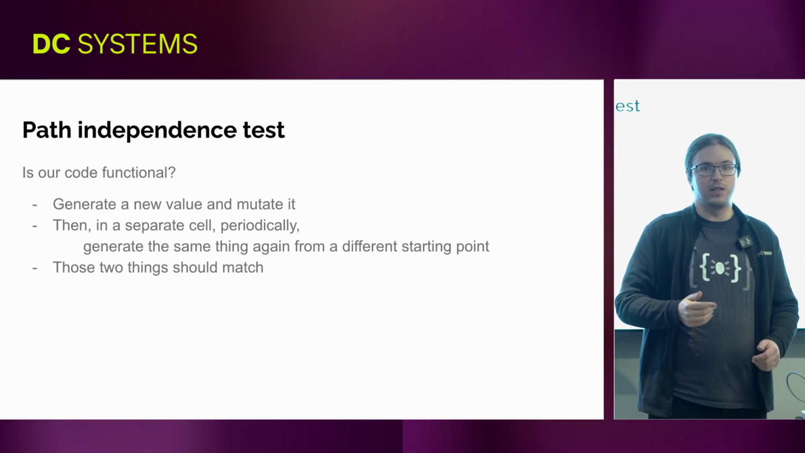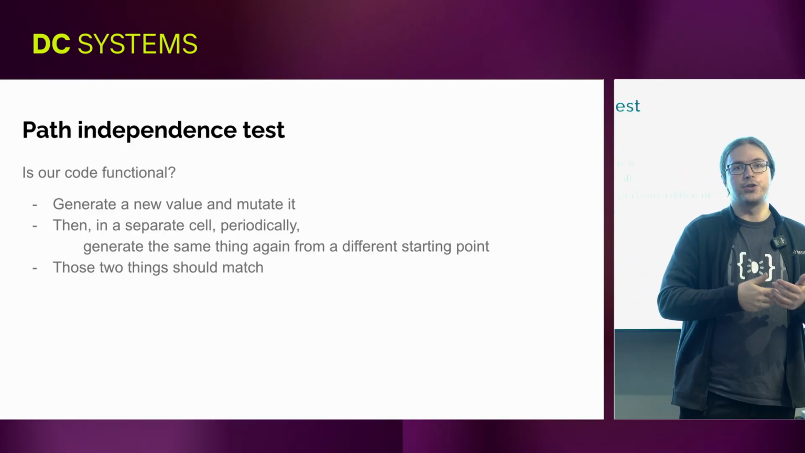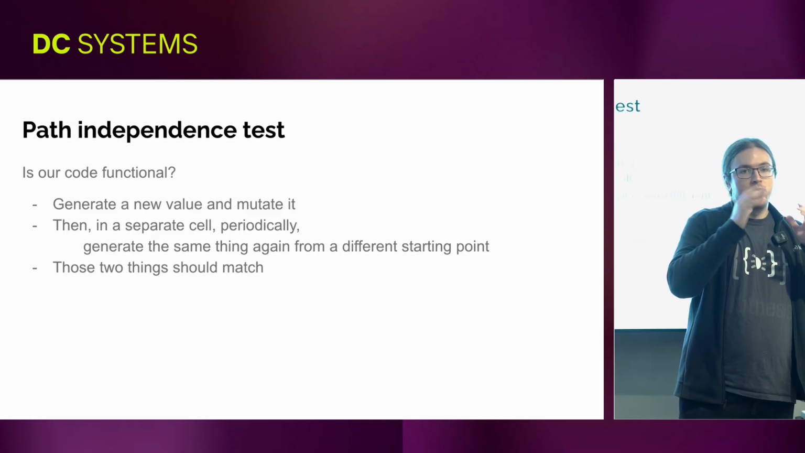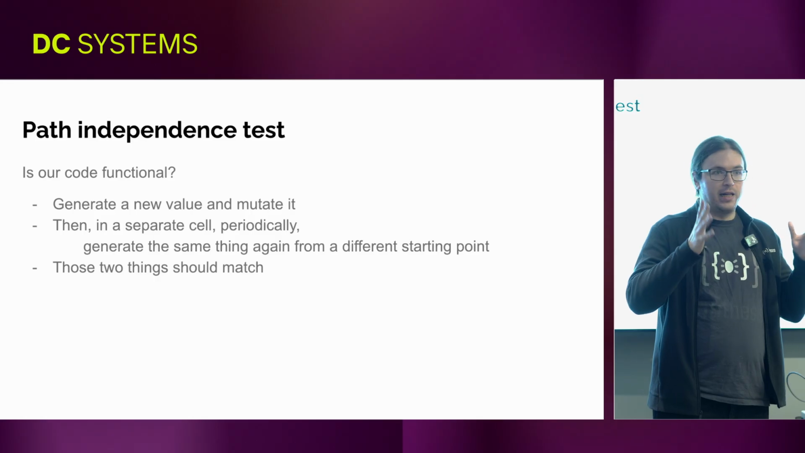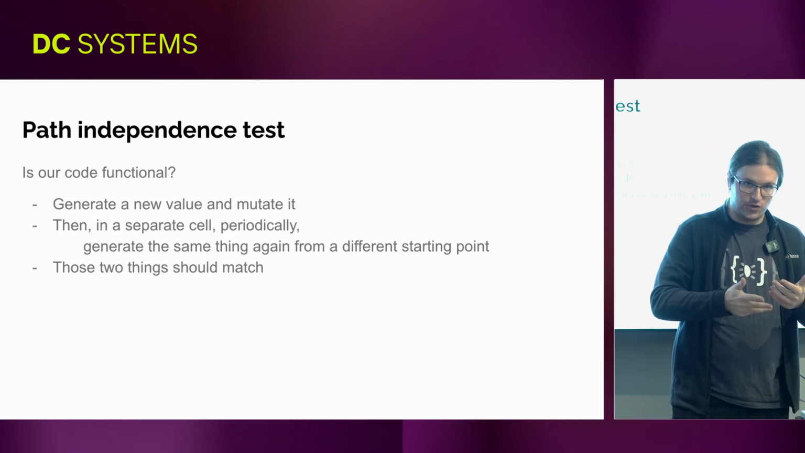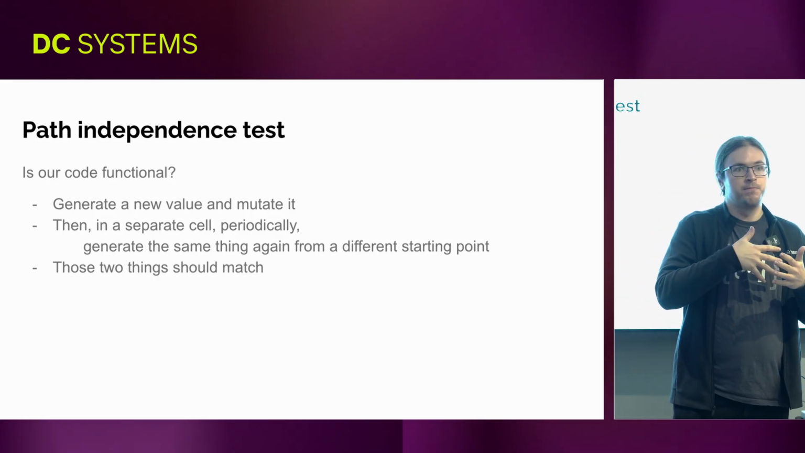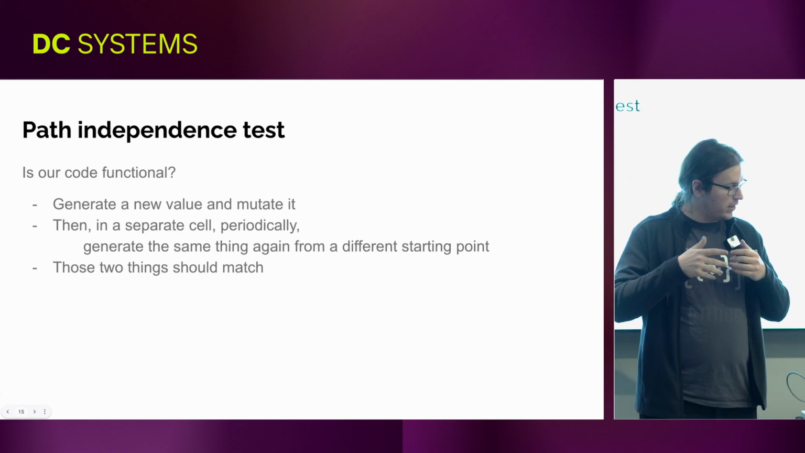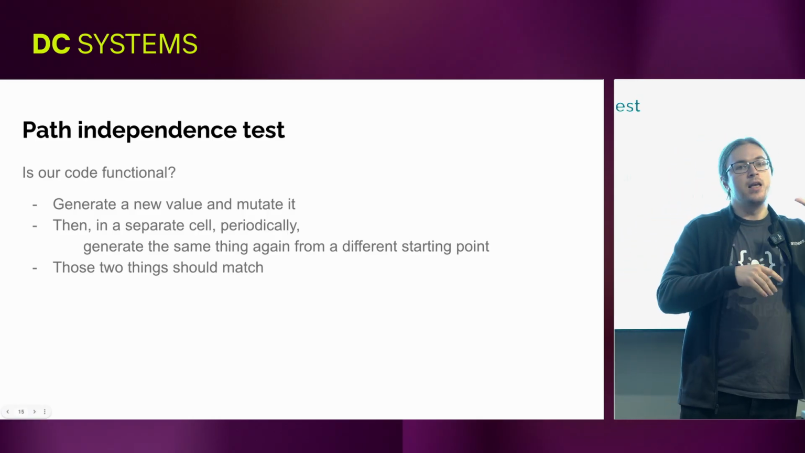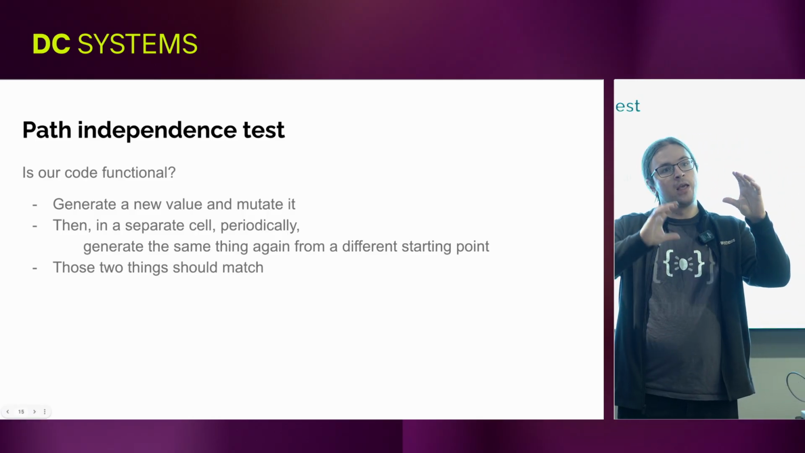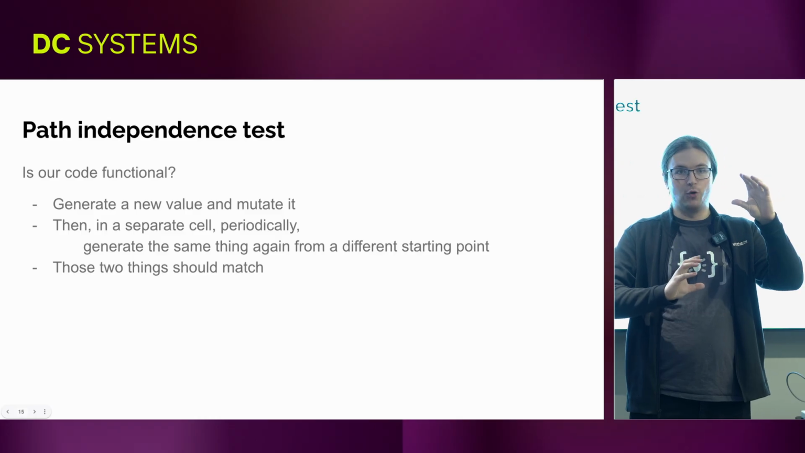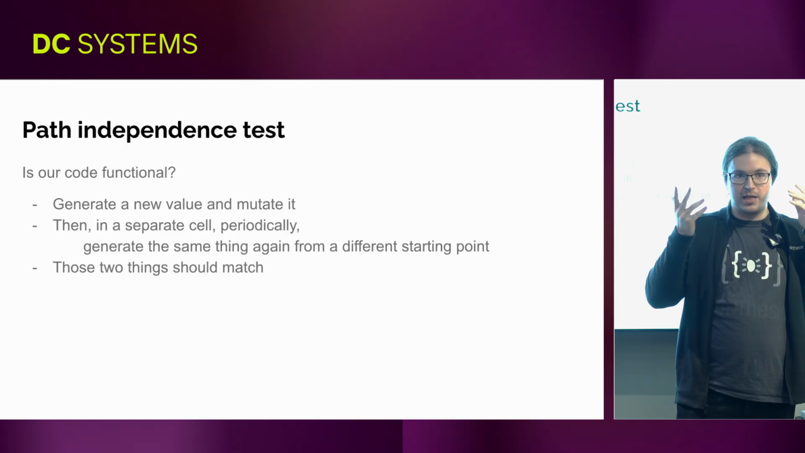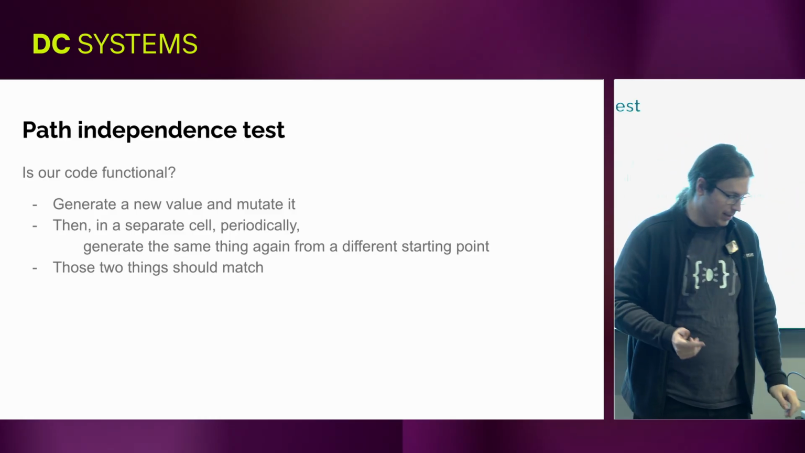Another thing we can do with this is what we call the path independence test, which is how we assert the functional property of the notebook. So in one cell, we generate a new value and we mutate it over time. We build up a lot of history in that cell and give any state that might creep in plenty of opportunities to get in there. And then in a separate cell, every once in a while, we'll take the same thing we're doing in our first cell and generate it again from a different starting point. Those two things should be equal. And if they're not, then cells are maintaining hidden state that they shouldn't, and that's a bug.